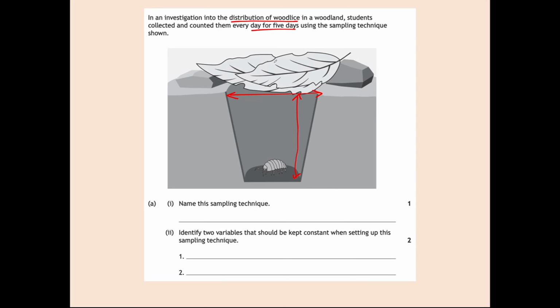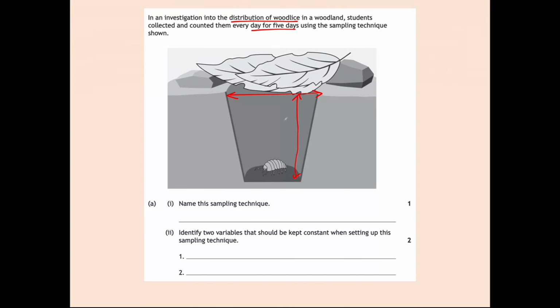Other things that we might want to keep constant are the type of leaf that we cover up the trap with as well, or the gap that we leave between the leaf and being able to fall into the trap. We'd want to keep that the same, or the depth to which we dig the trap into the ground to ensure it's level with the soil. That's also something we'd want to keep constant. Okay, so with a question like this, it's not quite as simple as some of the other ones, and we have to think about a specific example for this circumstance. Okay, and hopefully I've given you a few ideas there to be able to answer a question like that.